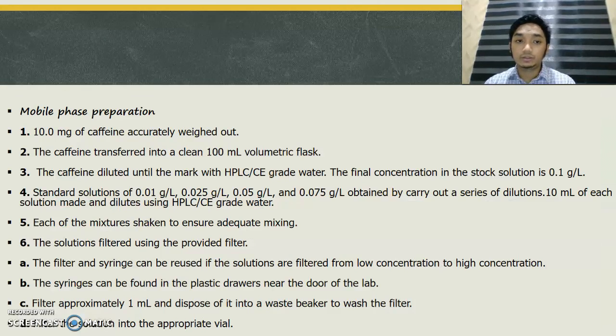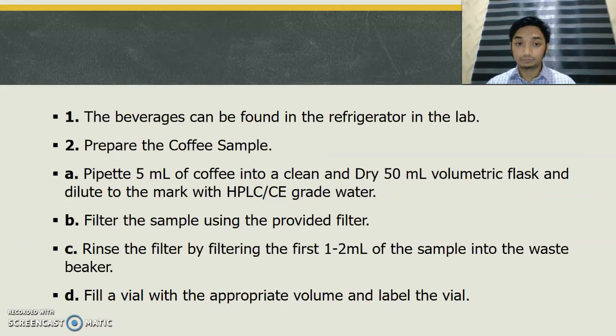How to prepare it? First, weigh the caffeine accurately, and then transfer the caffeine into a 100 ml volumetric flask, and then dilute the caffeine to the mark with HPLC grade water. The standard solution can be obtained by carrying out a series of dilutions of the mixture, shaken to ensure adequate mixing. The solution is filtered using the provided filter. The beverage can be found in the refrigerator in the lab.